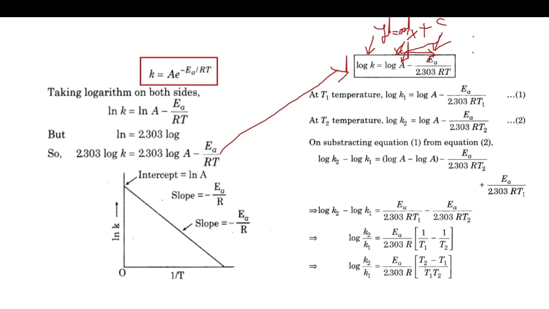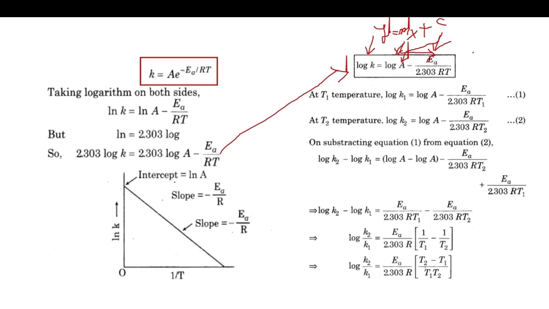So here m is minus Ea by 2.303 R, and 1 by T is your x, and the c here is log A. You just need to rearrange this equation a little bit and you will get this form, y equals mx plus c. I am repeating again that m here is minus Ea by 2.303 R, x here is 1 by T, and this c value is log A, and log k is y.